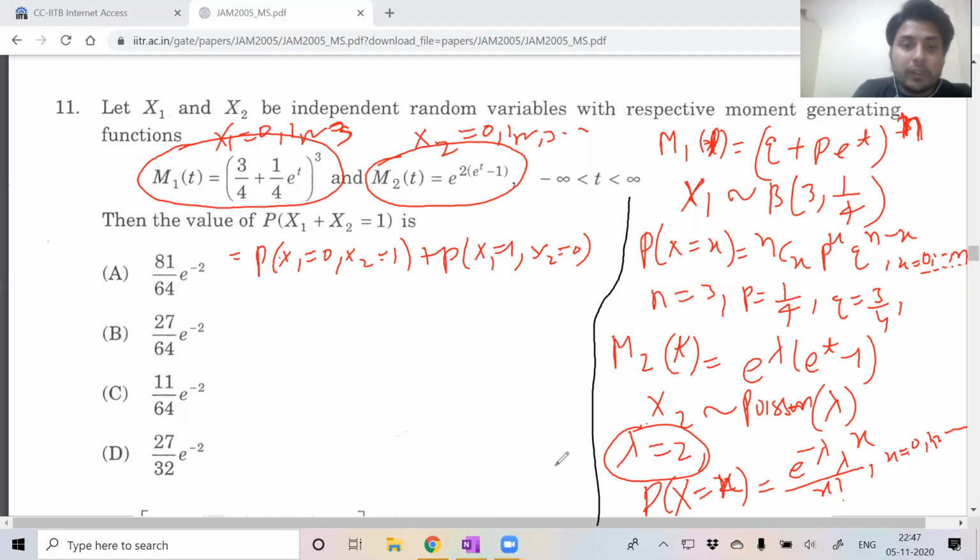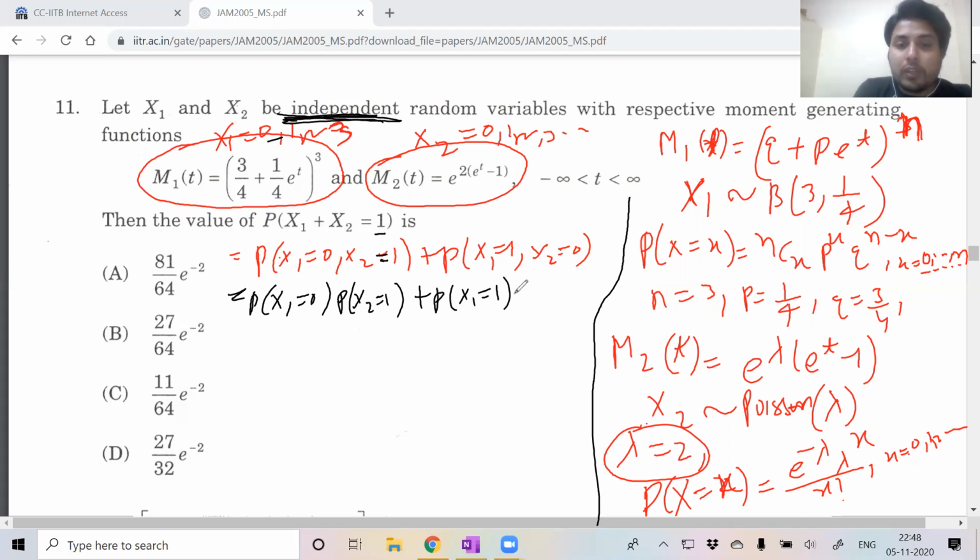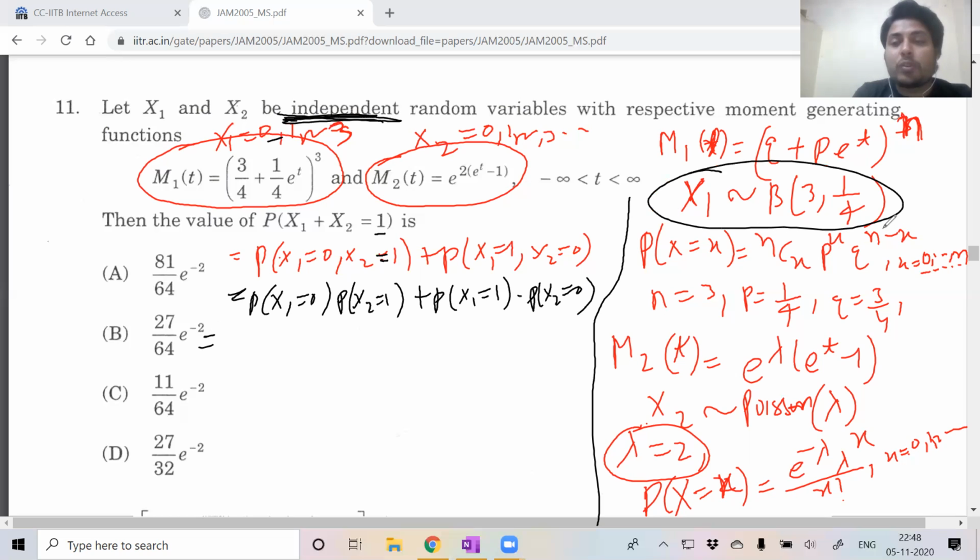There are only two possibilities. Is there any third? The sum should be 1, so it's 0, 1 or 1, 0. No other, because they take integer values. Since they are independent, we can write the joint PMF as the product of marginals. So probability X1 is 0 times probability X2 is 1, plus probability X1 is 1 times probability X2 is 0. So probability X1 is 0: X1 is binomial, so the PMF is nCx p to the power x q to the power n minus x.